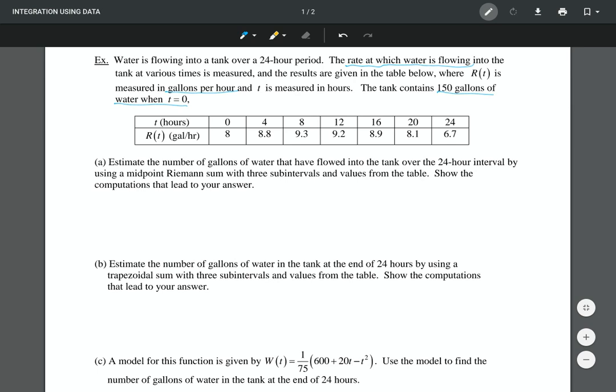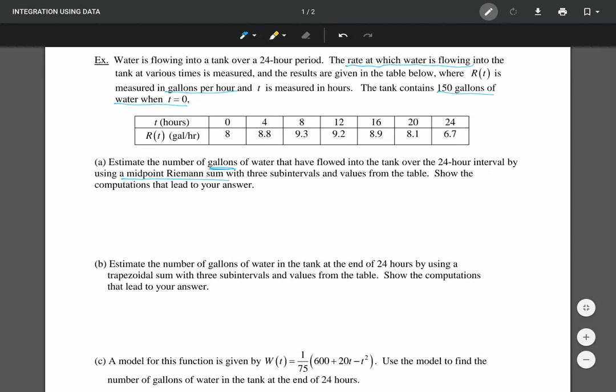Now notice that question A says estimate the number of gallons of water that have flowed into the tank over the 24-hour interval by using the midpoint Riemann sum with 3 subintervals and the values from the table. Show the computations that lead to your answer. So here's the deal: I know that I'm going to have to integrate. But I'm not going to be able to work out an integral because I don't have a function. I don't know what the function is for this. So that's why they ask you to do the midpoint Riemann sum.